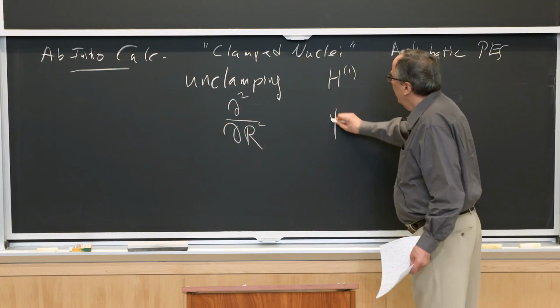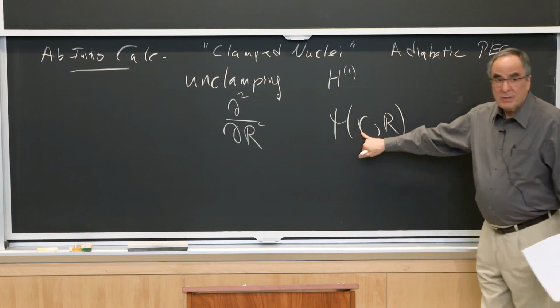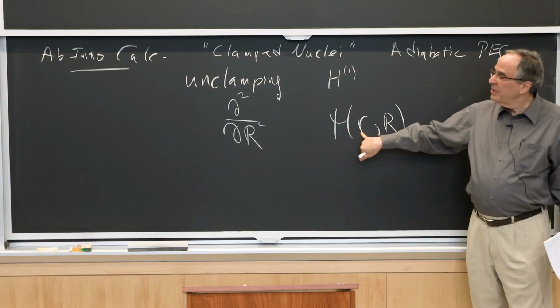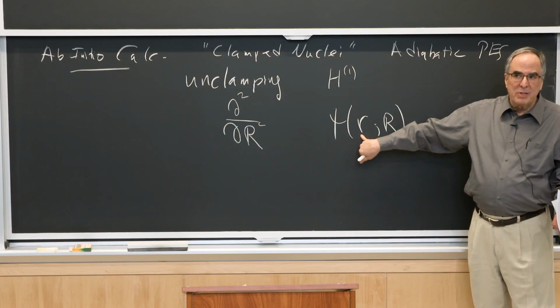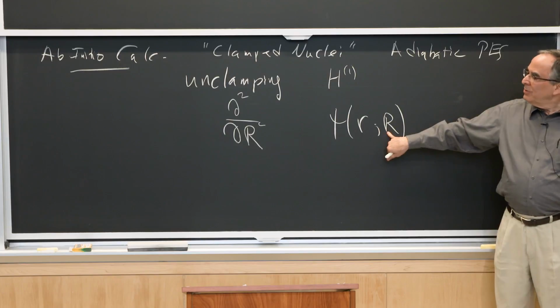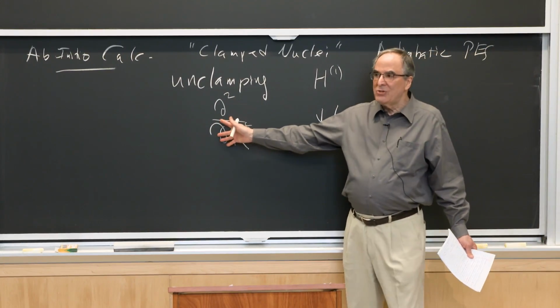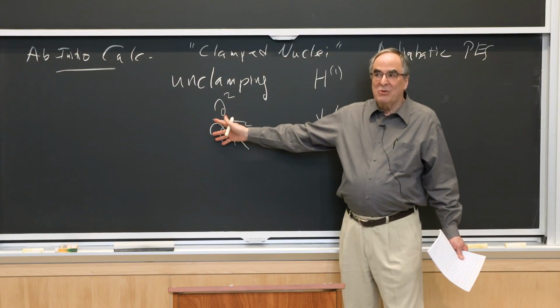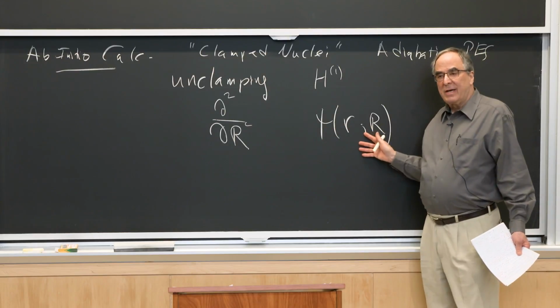And so the electronic wave function you get is a wave function which is an explicit function of the electron positions and parametrically dependent on internuclear distances or nuclear geometry. Well, that's there, and this nuclear kinetic energy term, which is present, is going to operate on these guys.